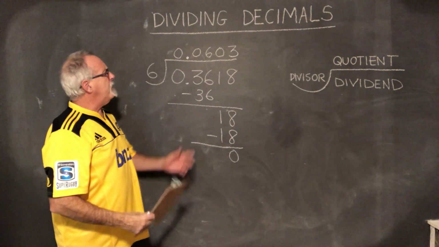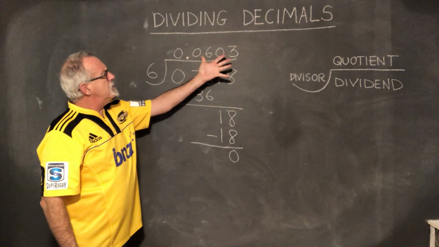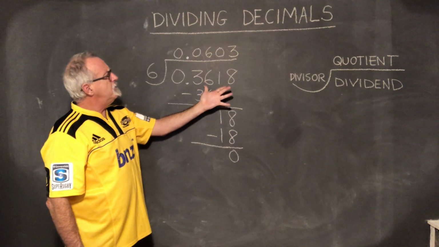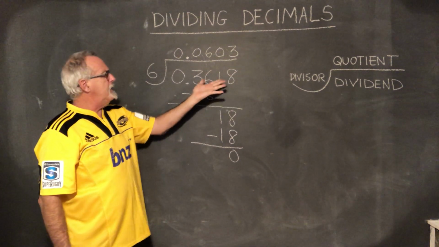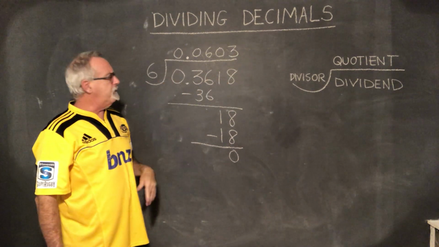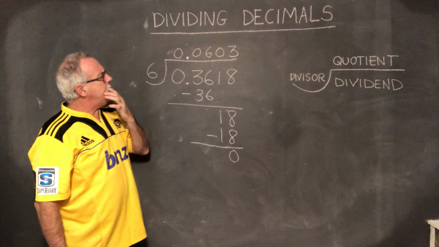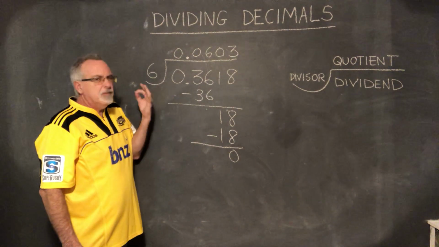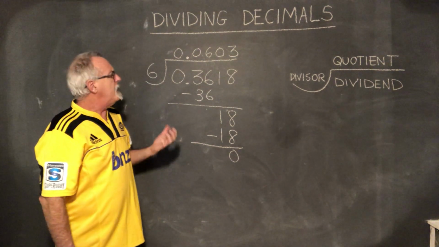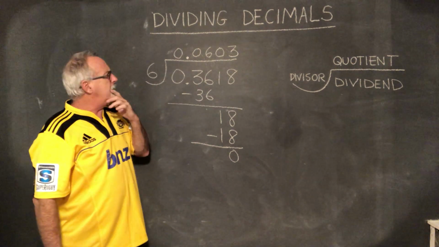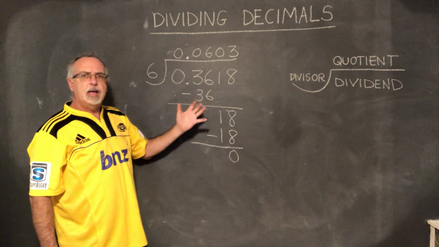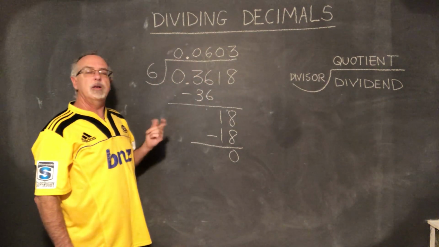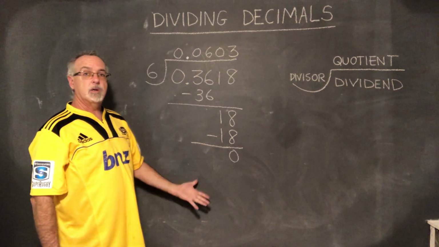0.0603. Who would have thought that this number with all these zeros would be the answer when my dividend was 0.3618, which didn't have any zeros except over here to the left of the decimal. So you don't necessarily get to look at a question and immediately know what the answer is going to be, although we do have a feel for that. And we could sort of try to do it. But when the question's complicated and you can't just look at it and know the answer, the process still works.